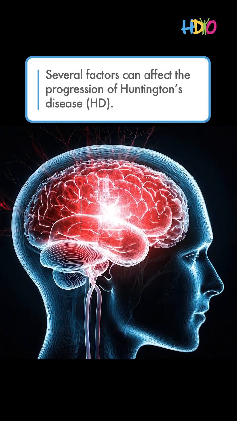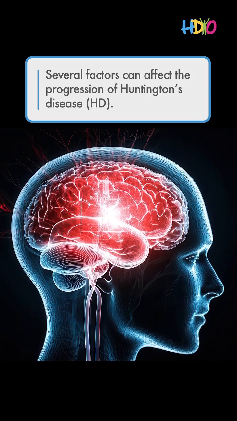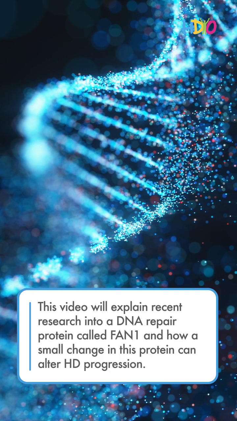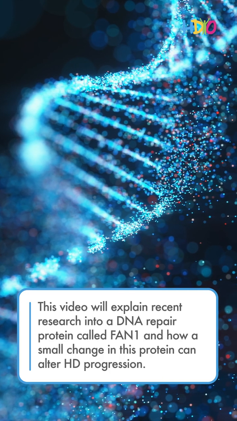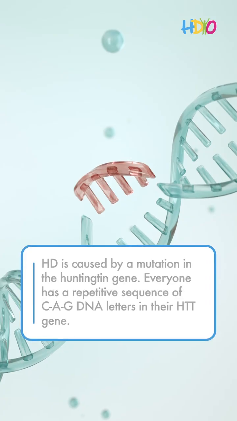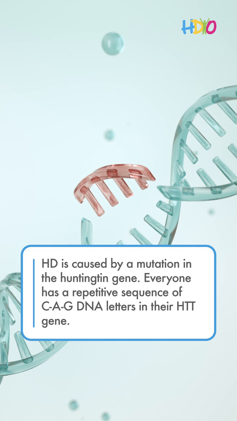Several factors can affect the progression of Huntington's disease. This video will explain recent research into a DNA repair protein called FAN1 and how a small change in this protein can alter HD progression. HD is caused by a mutation in the Huntington gene.